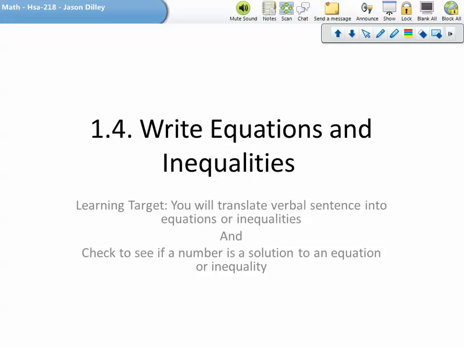This is our lesson today. We're talking about 1.4, writing equations and inequalities. Previously we wrote expressions from words. Now we're going to write equations and inequalities from words. So you can see our learning targets today are that you will translate a verbal sentence into an equation or inequality. And it's twofold actually, because we're also going to check to see if a number is a solution to an equation or an inequality. These are the two things that we need to learn today as we progress through chapter 1.